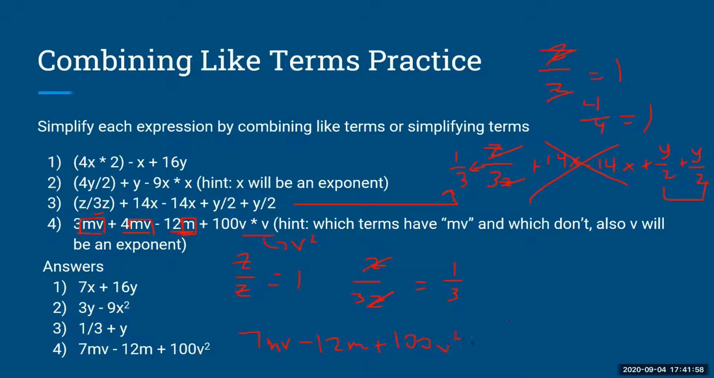And then if you want to write it properly, 100 v squared plus 7mv minus 12m. And none of these other terms share v squared, so you have to leave this alone. I hope that makes sense. You have to do a lot more practice. Okay, let's move on.